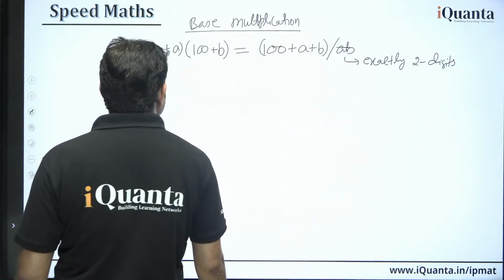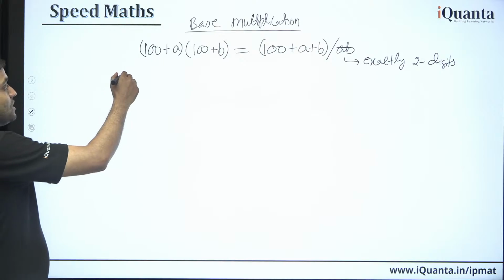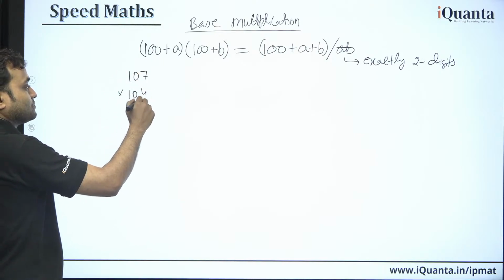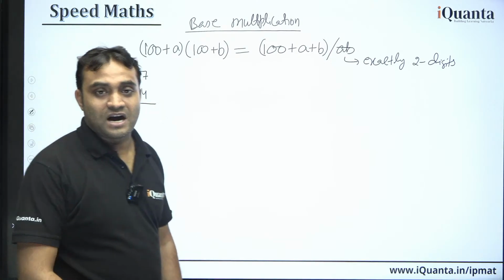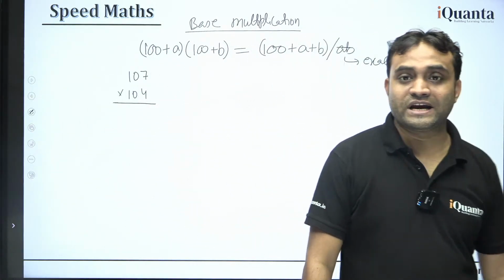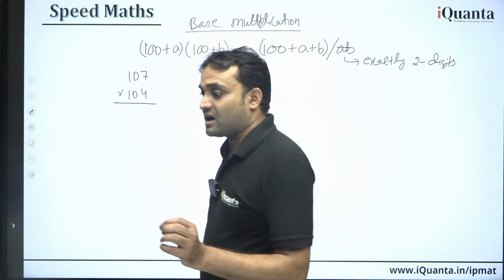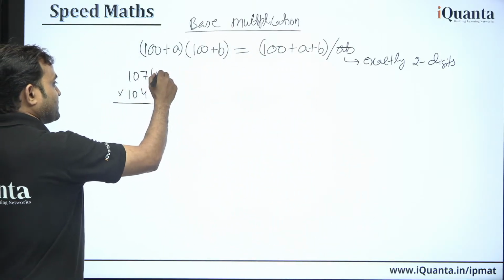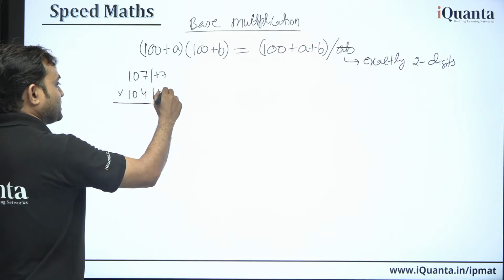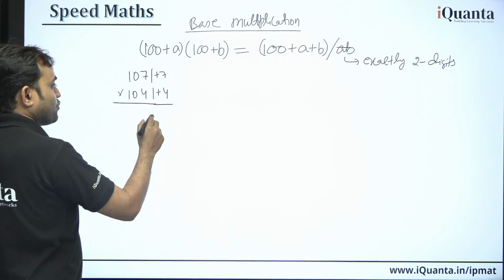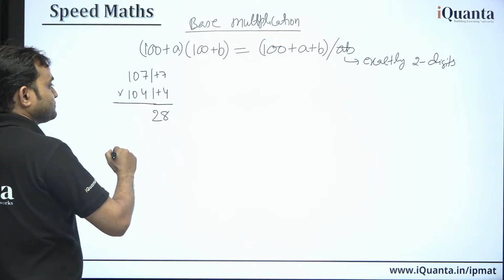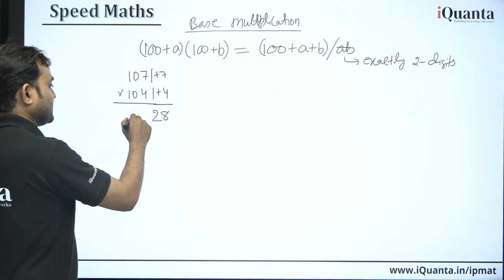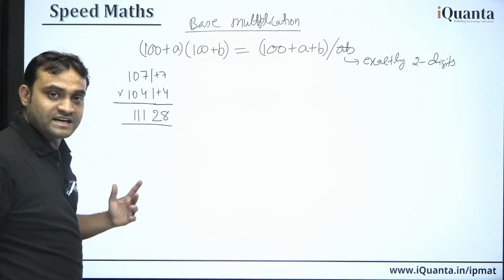How do we use this? Let me tell you. Let's take one example, 107 into 104. Now A and B here are known as surplus. What is the value of A here? 7. What is the value of B here? It will be 4. 7 into 4 is 28. 100 plus 7 plus 4 is 111. That's it. That's your calculation.